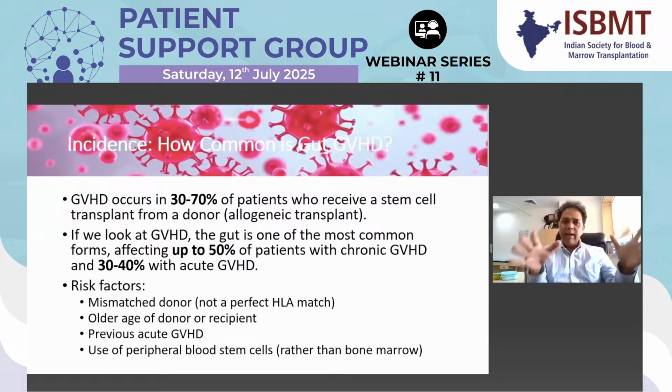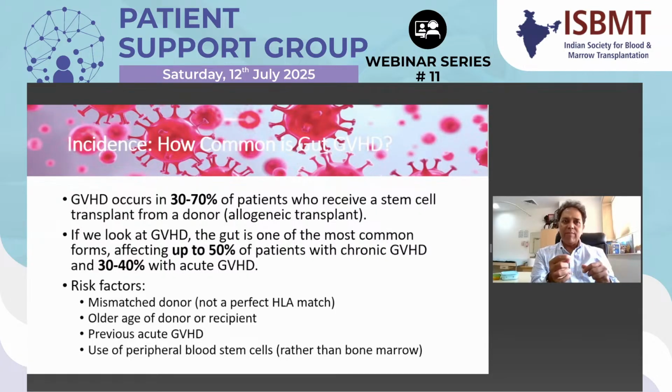And if you look at the entire spectrum of GVHD, graft versus host disease, the stomach and the intestine, the gut, is one of the most common forms. And if we look at acute GVHD, 30 to 40% would be the gut would be affected. But if you look at chronic, the longer term ones, there more than 50% of all patients would have a gut GVHD. What are the factors that causes gut GVHD?